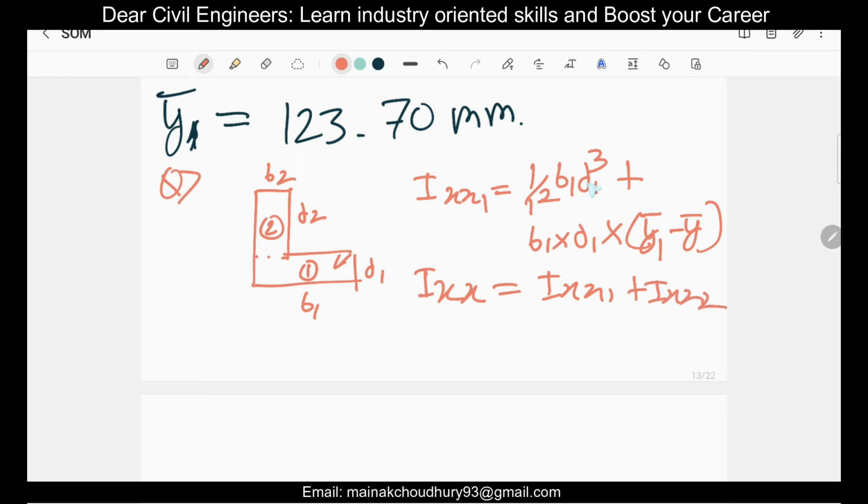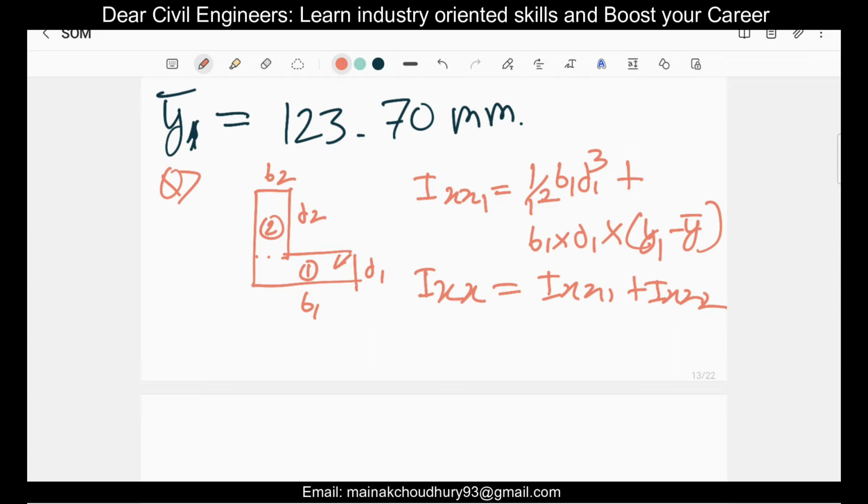Ixx2 will also be similar, just with b2 in place of b1, d2 in place of d1, and y2 in place of y1. So it will be like this. You can note here that this will not be there, it will simply be y1. Not y bar, it's simply y1. So in the x direction we are using y, and in the y direction we will similarly use x. This is pretty simple.